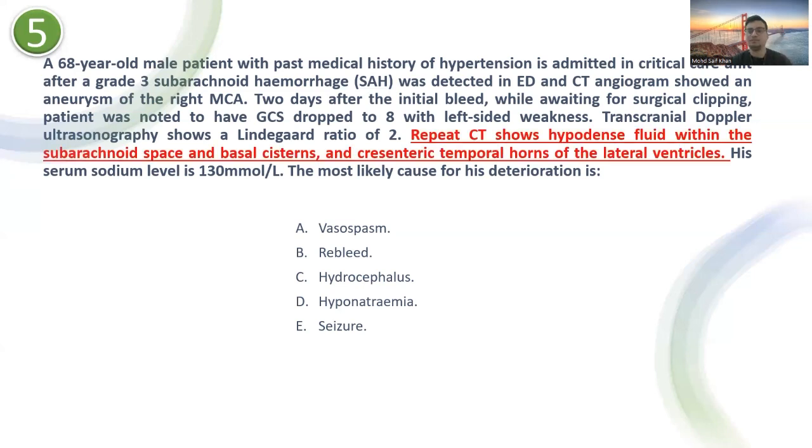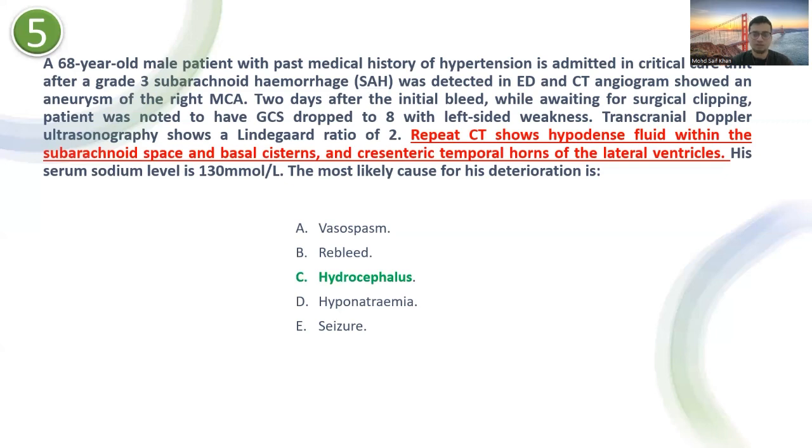Look at the CT findings. There is a hypodense fluid, means that there is CSF, increased enlargement of basal cistern, crescentic temporal horns of lateral ventricles. Basically hydrocephalus is the answer here. Okay, so this is very clear cut. If you just highlight the CT finding here, yes, there is hydrocephalus. This is the answer. But what about hyponatremia? So hyponatremia of sodium of 130 does not cause profound symptomatology of this grade. So this can be completely ruled out.